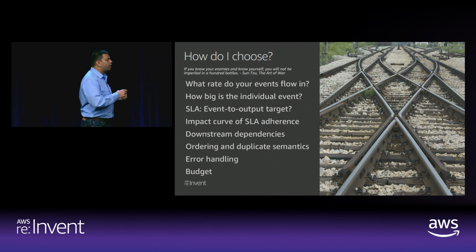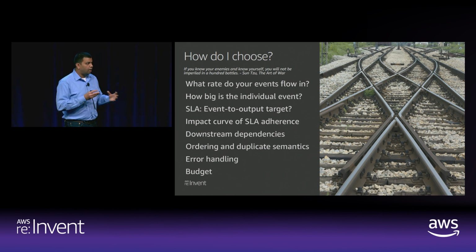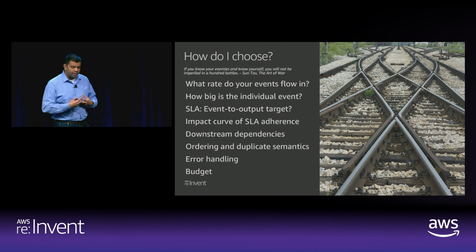And then you should also look at what are the downstream dependencies in my architecture. Do I have a relational database? Or do I have a legacy system that the function is going to call, and whether it has certain rate limits to it, and what implications does scaling have on those downstream dependencies?